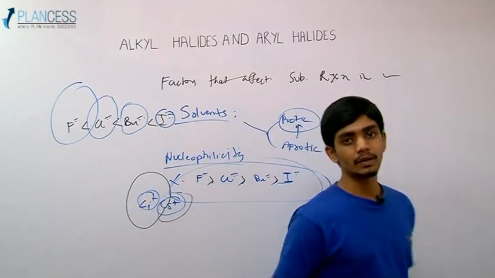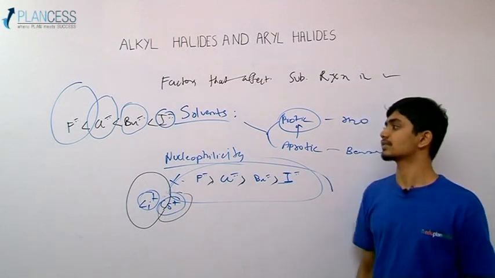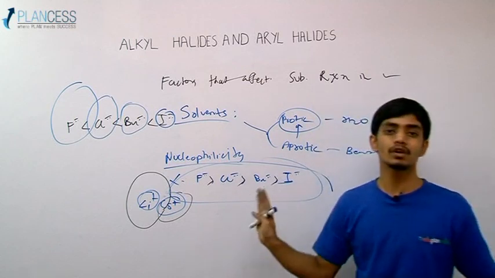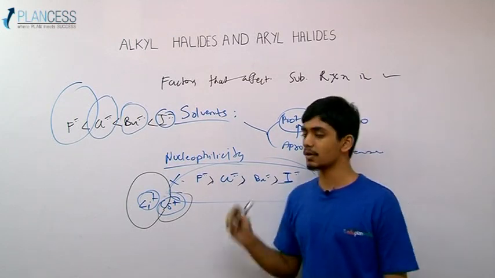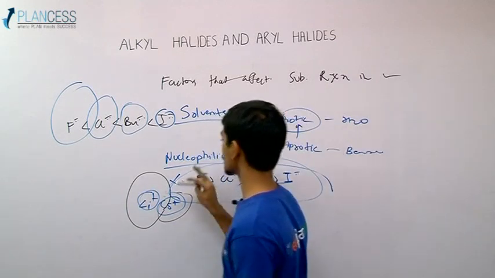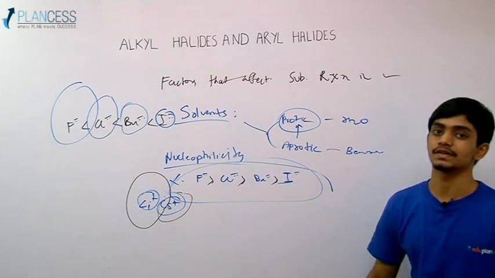Now what about the case in aprotic solvents? In aprotic solvents, this is the observed order, because there is no solvation and you have normal basic properties, that is, it completely depends on the basicity. Nucleophilicity completely depends only on the basicity.